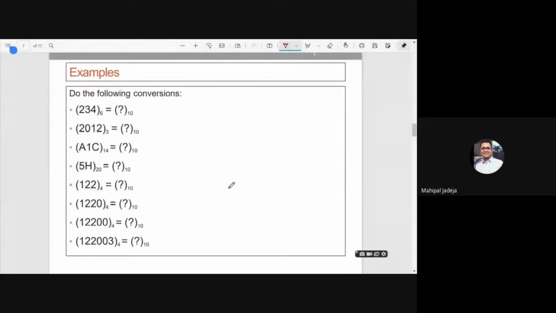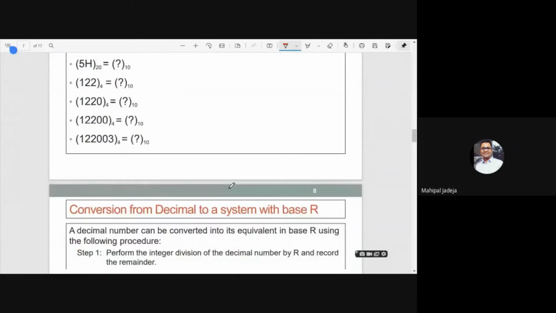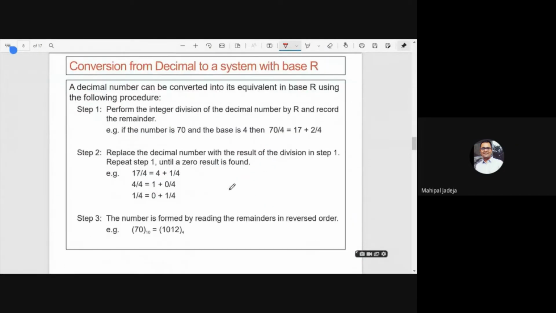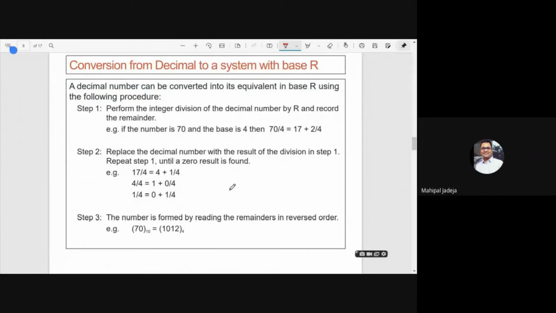We can do this, but the trickier part is the reverse process. What is the reverse process? Let's say one number is given to us in decimal, and we want to convert it into base R. Base R can be anything. For example, let's say 70 is given to us, and we want to convert it into base 4.